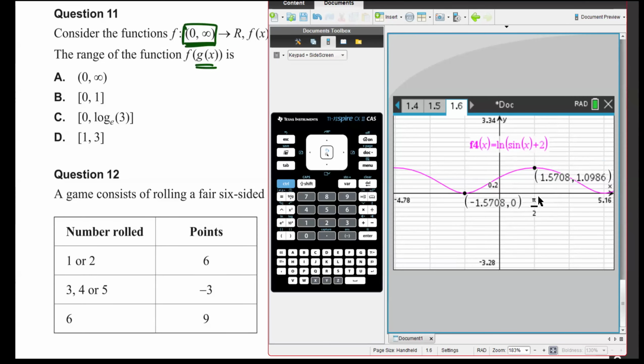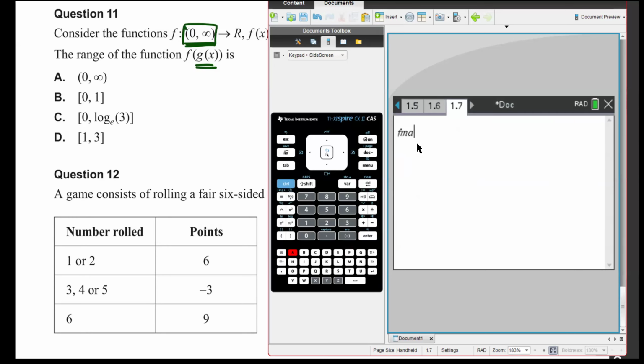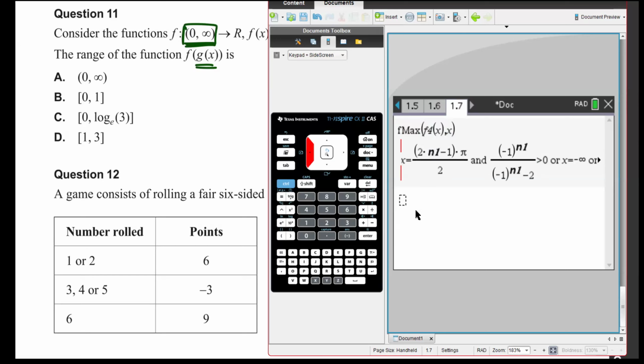1.5708, that is the approximation to pi on 2. And I want to find, let's say, it doesn't look like infinity, it doesn't look like it's 1, it doesn't look like it's 3, so it has to be option C. You might also want to use fMax. This function is f4. f4 of x comma x, you get these values, and you try f4 of that value. It's natural log of minus 1 to the power of n minus 2.